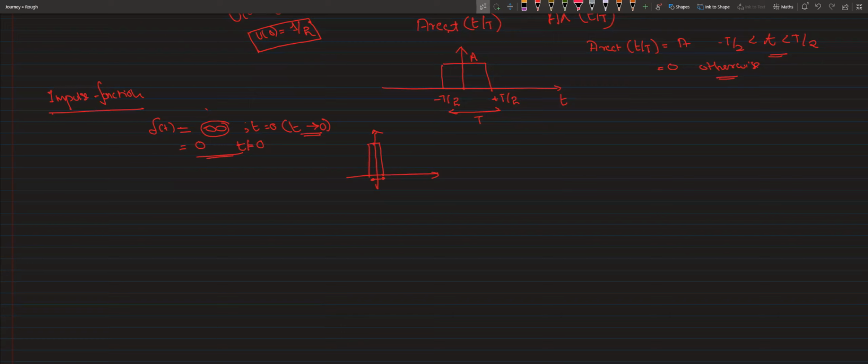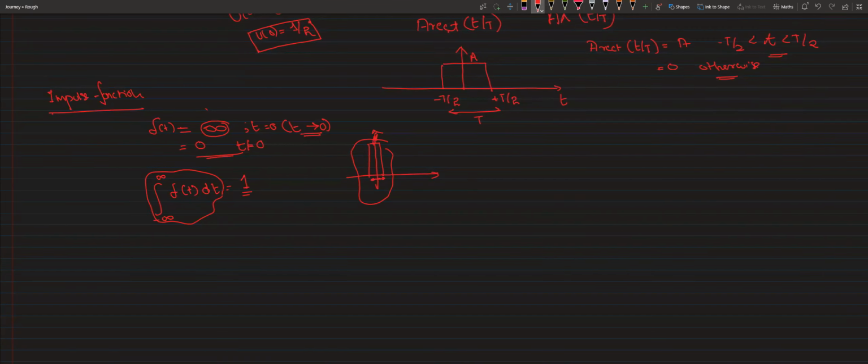So some of the properties of delta of t. Integration from minus infinity to plus infinity of delta of t dt. What is the value? Integration is nothing but the area under the curve. Even though the amplitude tends to infinity, the area of this impulse function is always 1.